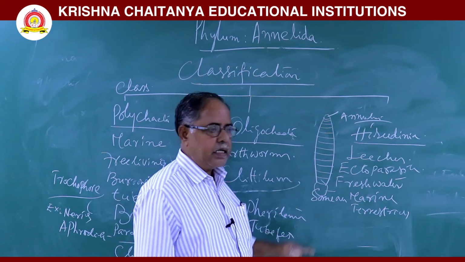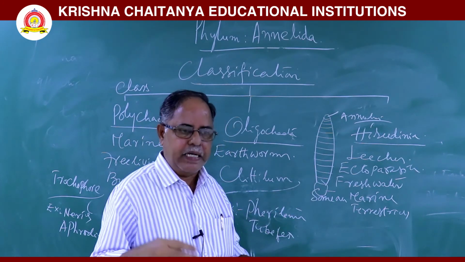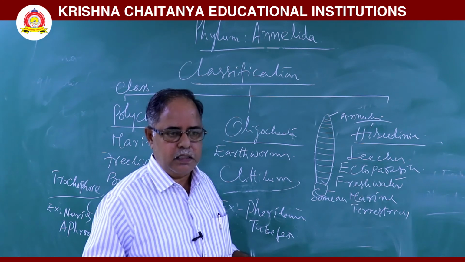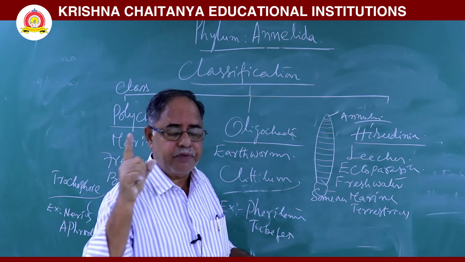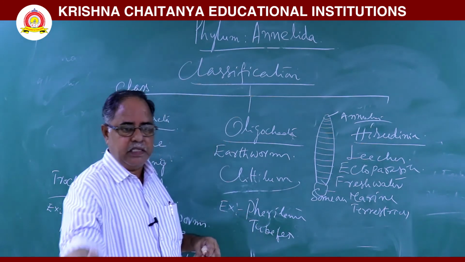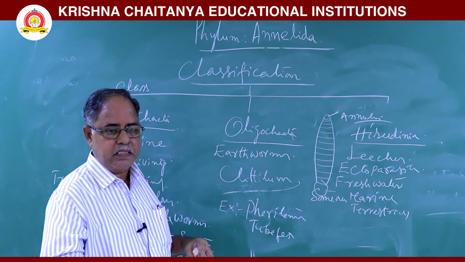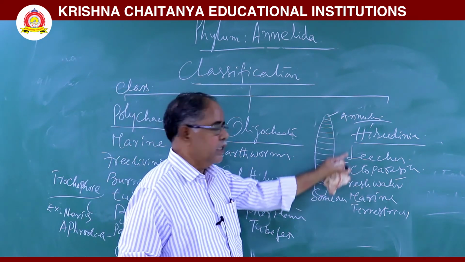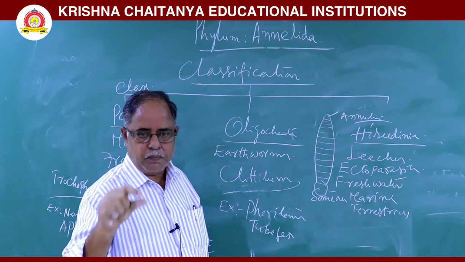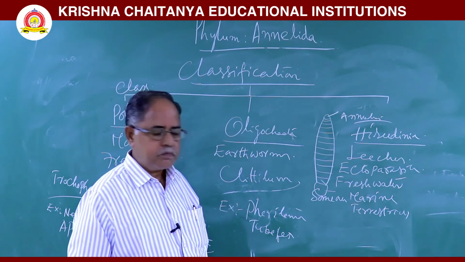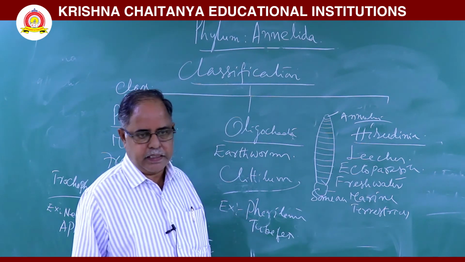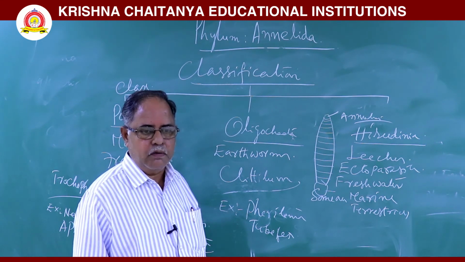Next, they are hermaphrodites. That means bisexual animals. In the male reproductive system, a copulatory organ is present. So here internal fertilization occurs. In polychaetes and oligochaetes, external fertilization occurs. But in Hirudinea, internal fertilization occurs, because in the male reproductive system, a copulatory organ is present. Next, development is a direct development. During developmental stages, no larval form is seen.